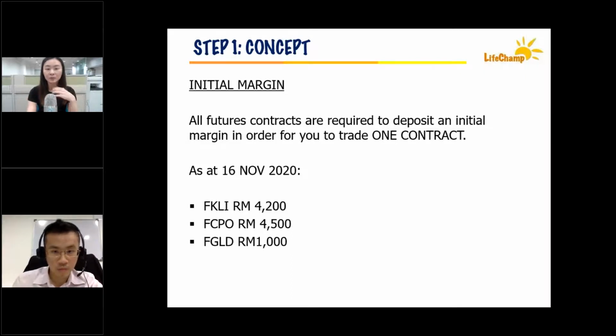Of course, this margin will change based on the volatility of the market, and Bursa Derivatives will inform, and your broker will inform also.